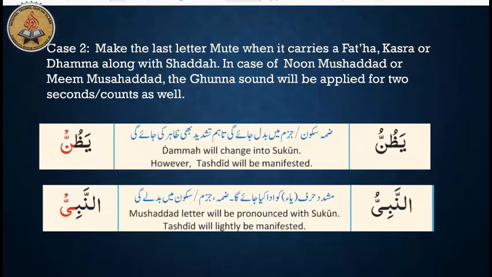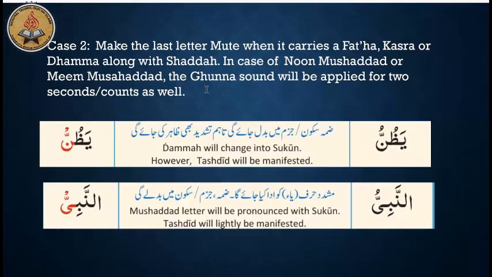Again, this is quite a basic rule. So this is looking at fatha, dhamma, kasra at the end again, but this time it also has the shadda sign on it. So you can see in this example over here, you've got a dhamma stroke, simple dhamma stroke, so it's just one, but this time you have a shadda. So the first thing to look out for is to make the last letter mute when it carries a fatha, kasra or dhamma along with a shadda. So very simply, exactly the same thing. It's just going to take a sukoon at the end of the word if you're pausing there.